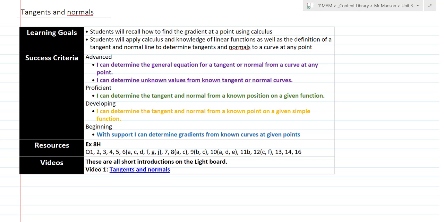Students will recall how to find the gradient at a point using calculus. That's going to be really important today. Students will apply calculus and knowledge of linear functions as well as the definition of a tangent and normal to determine tangents and normals. And there's a massive variety.